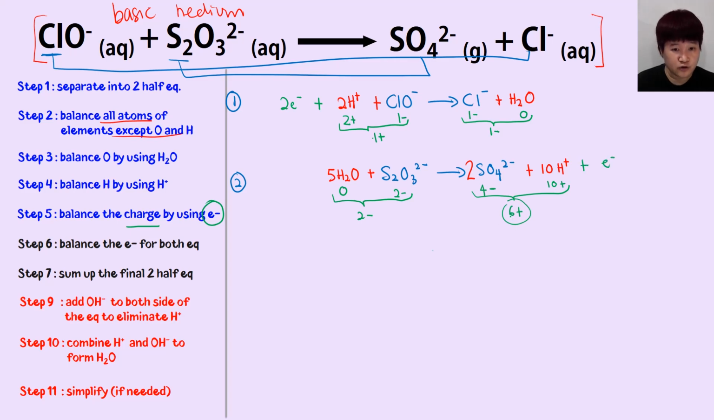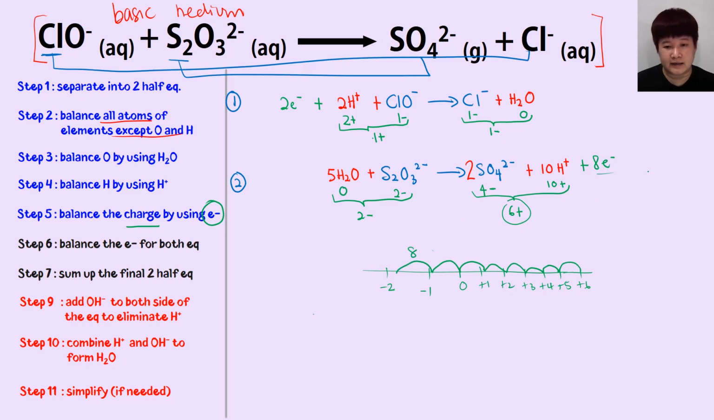How many electron? 2 negative and 6 positive. I actually have 8 electron difference. Why 8 electron? Your line number. You have your 0, you have your negative 1, you have your negative 2, we have your plus 1, plus 2, plus 3, plus 4, 5, and 6. So if you are moving from the positive 6 all the way to your negative 2, you realize that the difference is actually 8. That's why 8 electron.